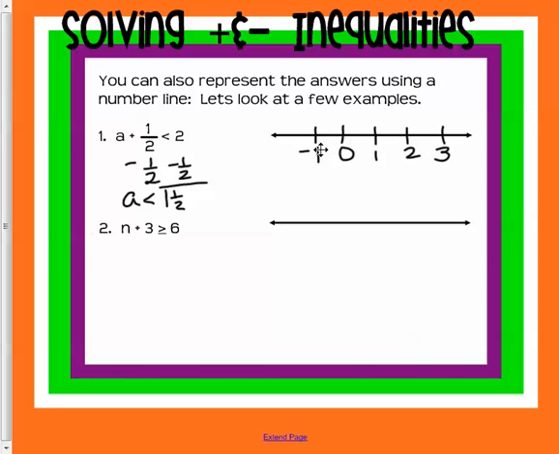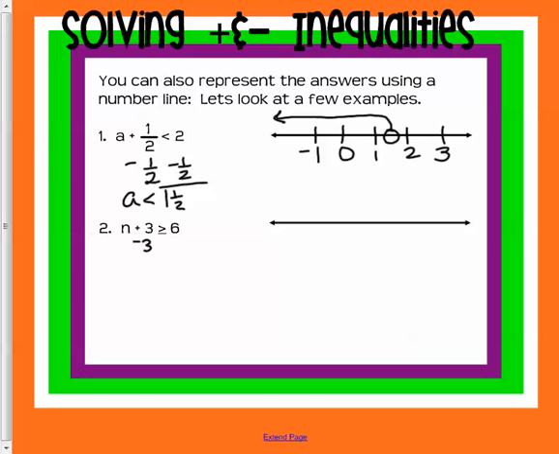Okay, so we're going to graph this. I put some numbers on my number line, and I'm looking for 1.5, which would be right in between the 1 and the 2. Now, here's the key. It's got to stay an open dot because it's not going to be 1.5. It's anything less than 1.5. So any number less than 1.5. So I'm going to draw an open dot and an arrow pointing to the left.